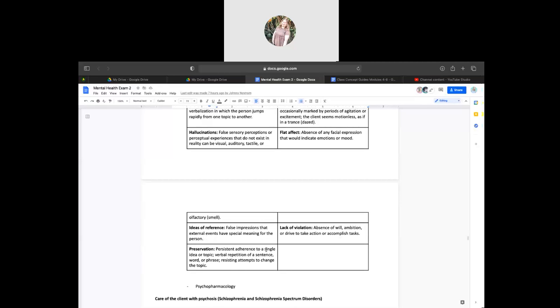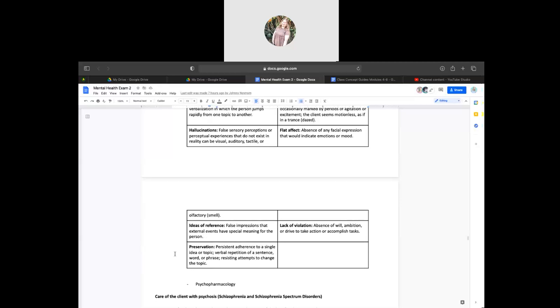Perseveration is adherence to a single idea or topic, verbal repetition of a sentence, word, or phrase. You might be talking about flowers, but all they want to talk about is bed. They might be fixated on bed. And that's perseveration. They're like, yeah, we're talking about flowers, and I used to grow a garden. Yeah, well, I grow a garden in my bed. You know, my bed has flower things. That's perseveration. And they're not going to be able to change that topic.